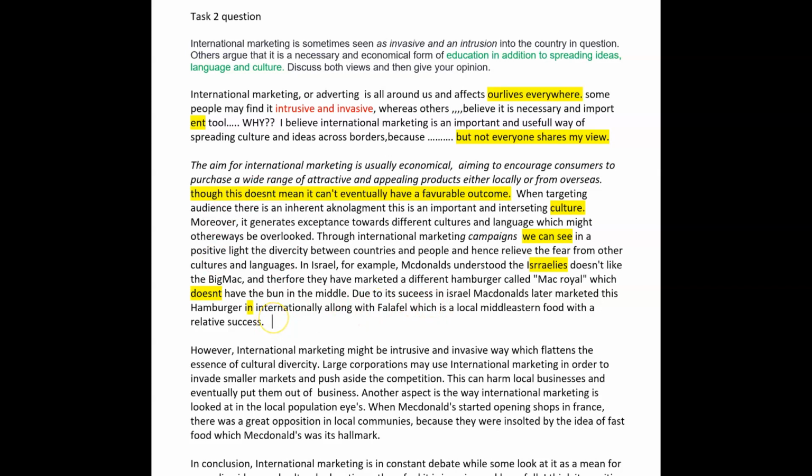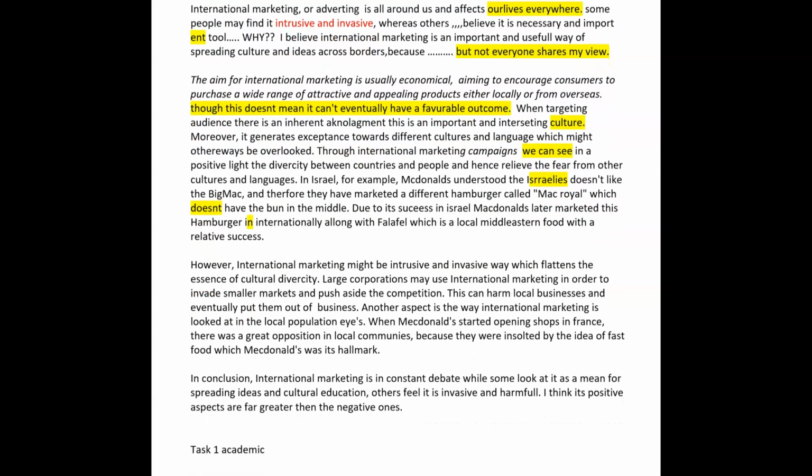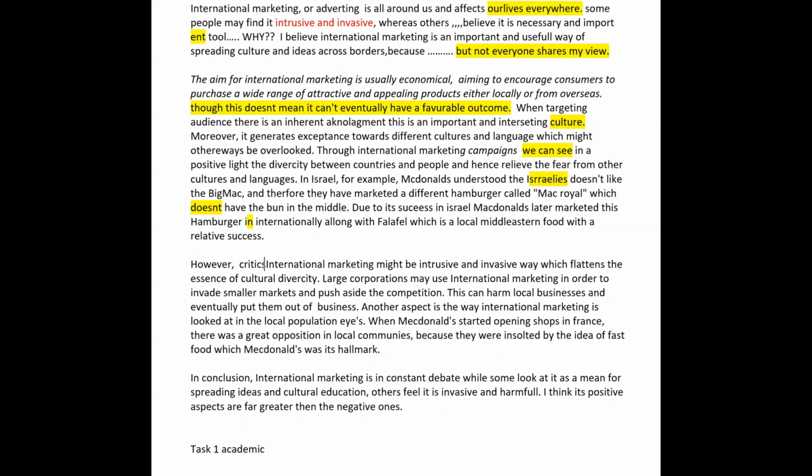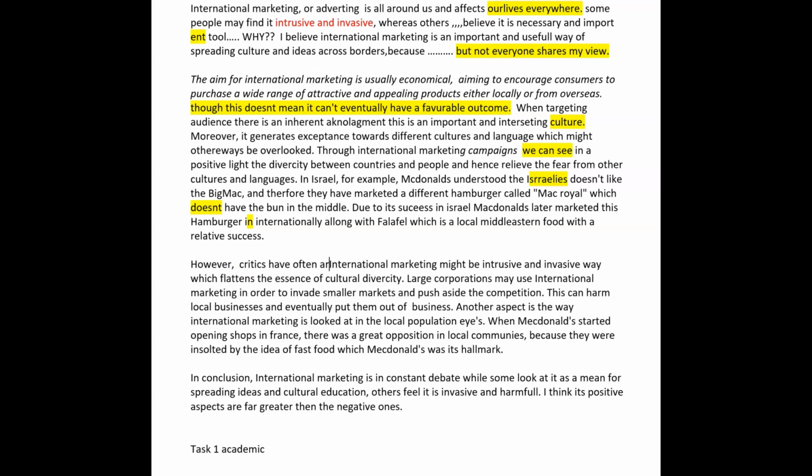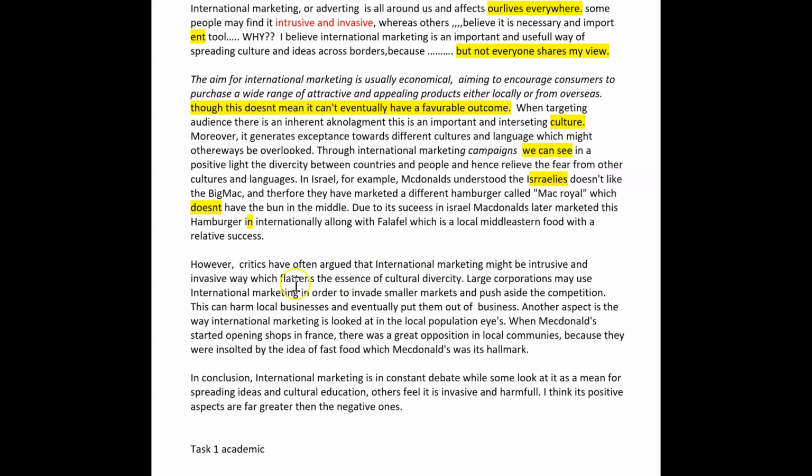Really watch out on your spelling mistakes. You will lose a lot of marks on spelling. I'm really sorry, but IELTS is hard. However, so that's a good paragraph on that one. However, critics have often argued that international marketing might be intrusive and invasive. Okay, so give me other words. Which flattens the essence of cultural diversity.